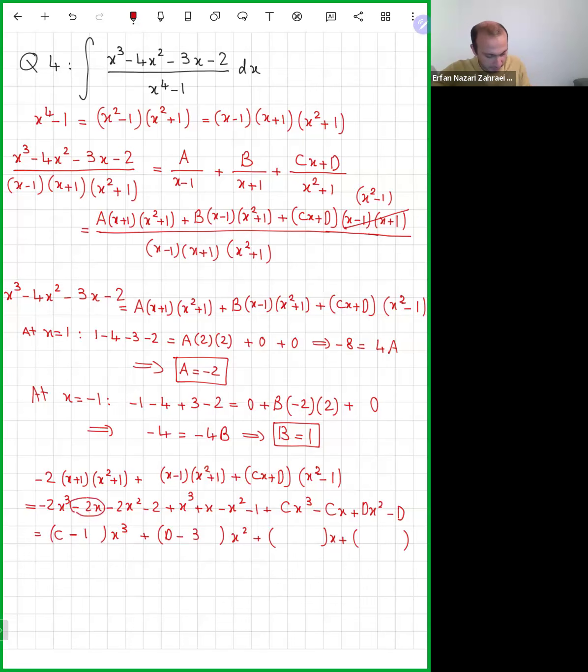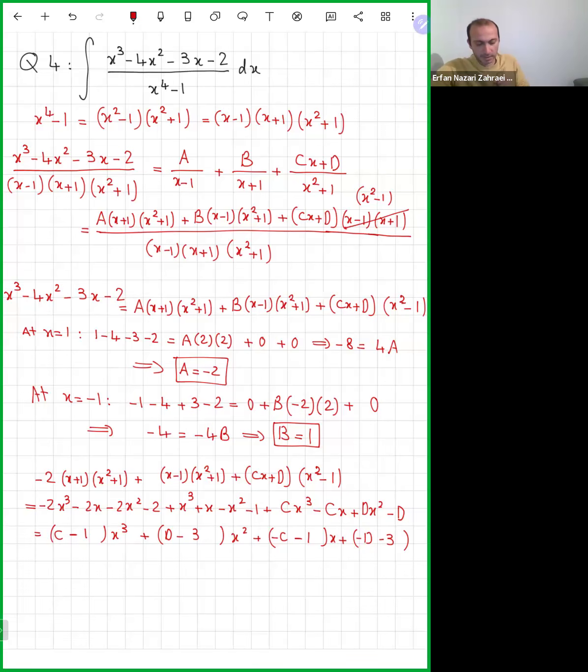X terms, it's this one and this one. So it's minus C, 1, and negative 2. 1 minus 2 is negative 1. So it's minus C minus 1. And the constant terms, it's this one and this one. So it's minus D minus 1 minus 2. It's minus 3.